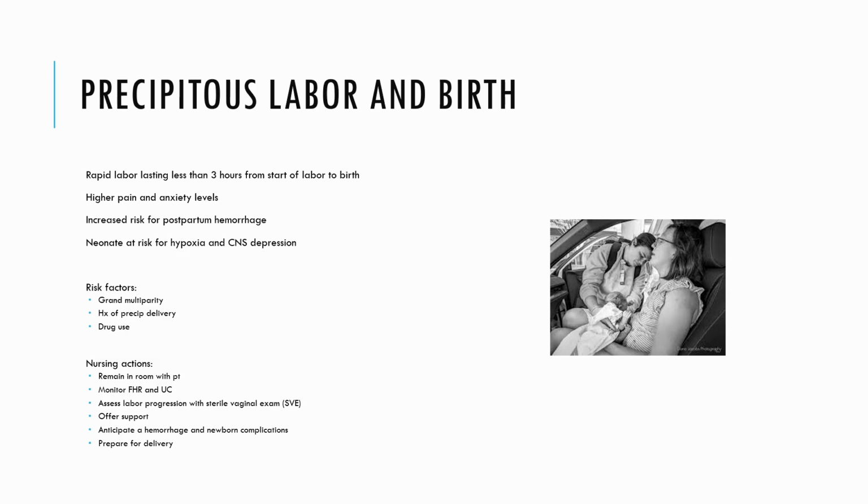They're also at an increased risk for a hemorrhage after having a baby, and the baby itself is at risk for hypoxia. So some risk factors that a patient might experience a precipitous labor and birth would be if she's a grand multip, meaning she's had more than 5 babies before. Also, if she has a history of a precipitous delivery.